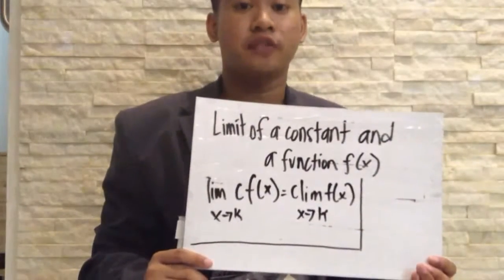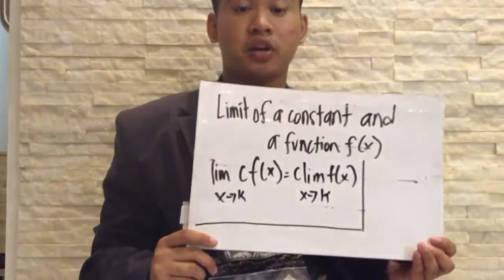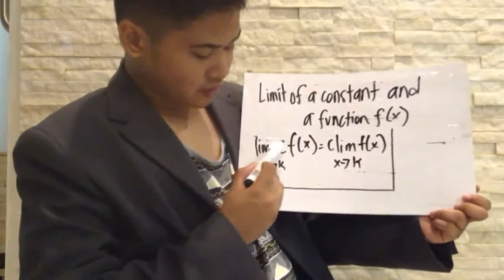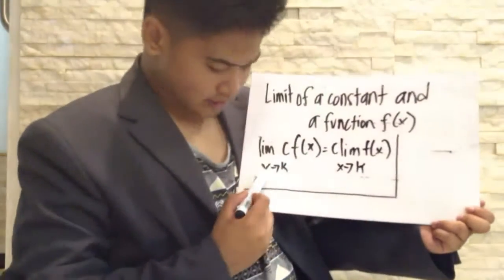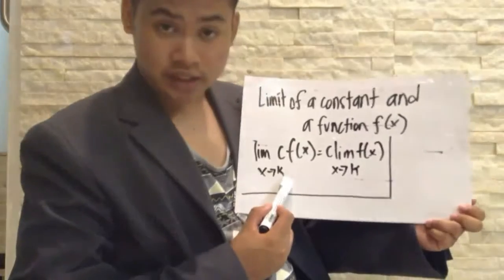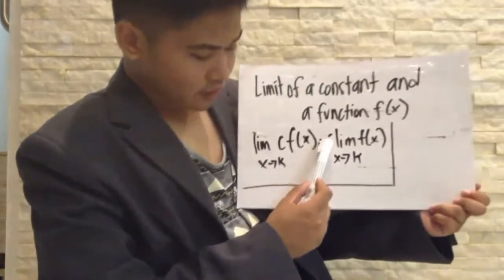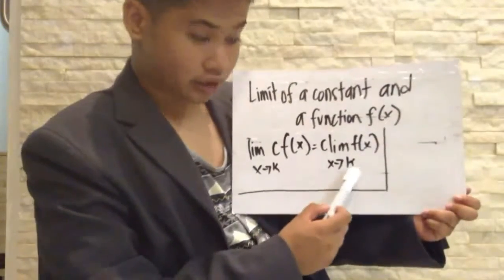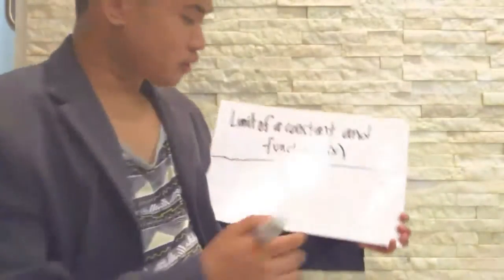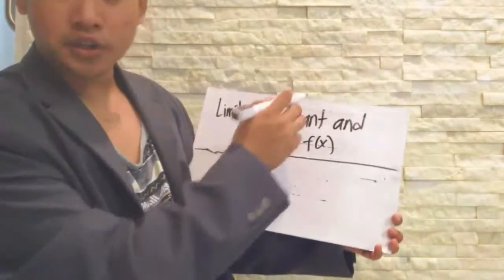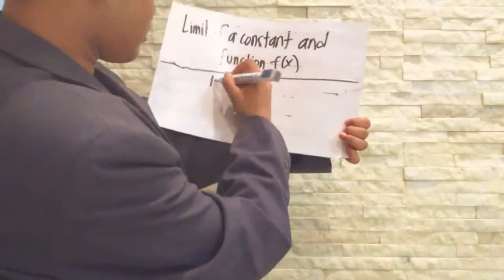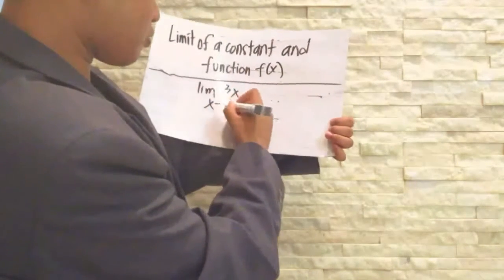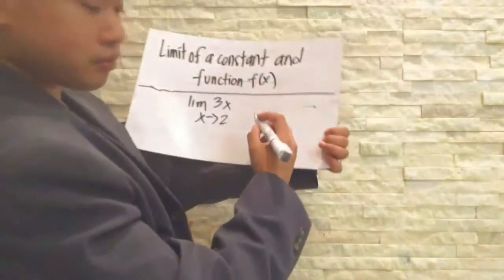Limit of a constant and a function of x. The limit of a constant and a function of x is defined as the limit of the given constant and a given function as x approaches any constant is equal to the given constant multiplied by the limit of the function of x as x approaches any constant. Example of limit of constant and function of x is limit of 3x as x approaches 2.